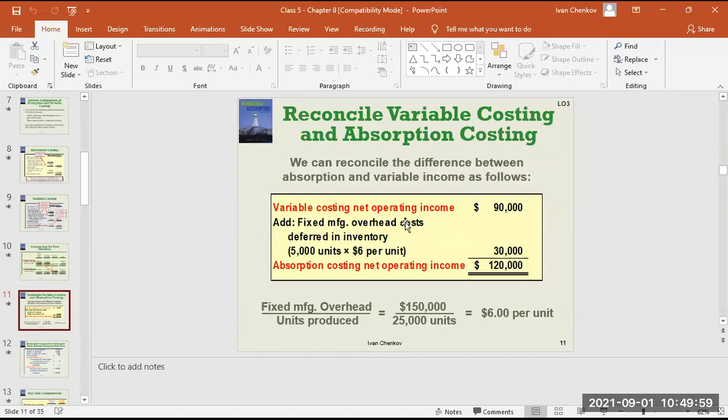So that's why under the variable costing, our net operating income will be 90,000. Absorption costing will be 120. Why difference 30,000? Because the $30,000 will be held in the inventory under the absorption in the 5,000 ending inventory, which is going to hold the fixed manufacturing overhead cost.